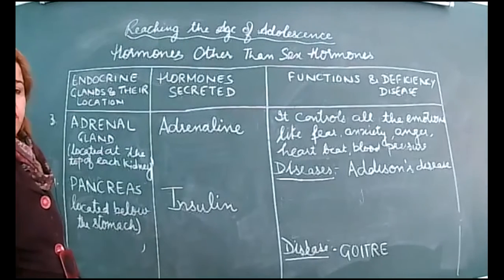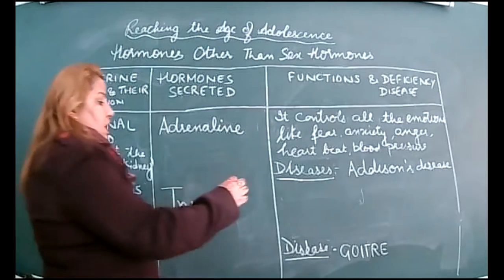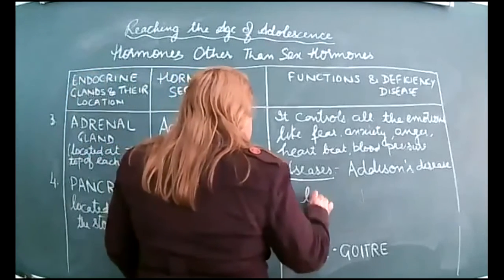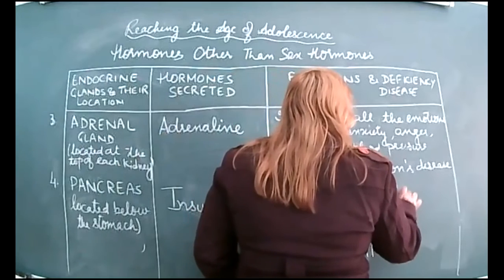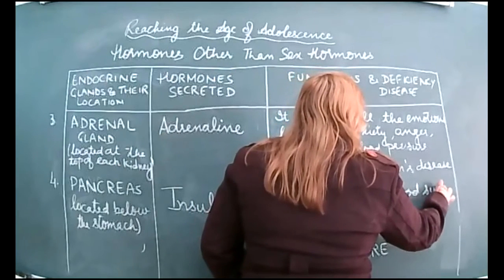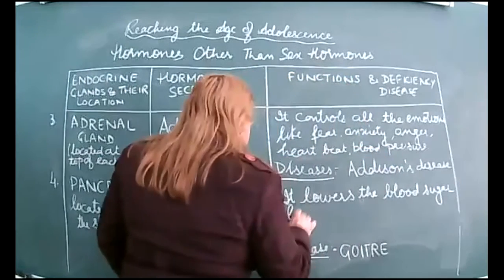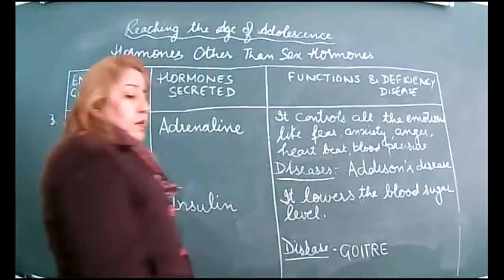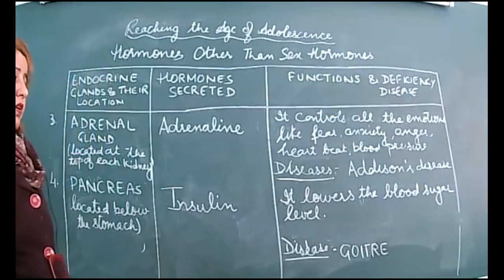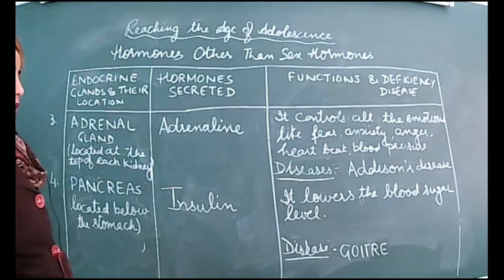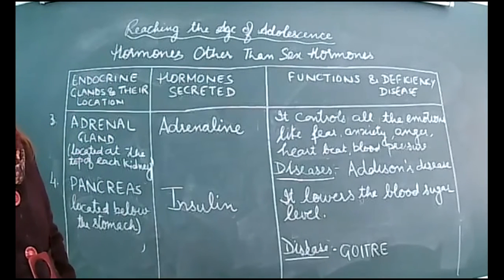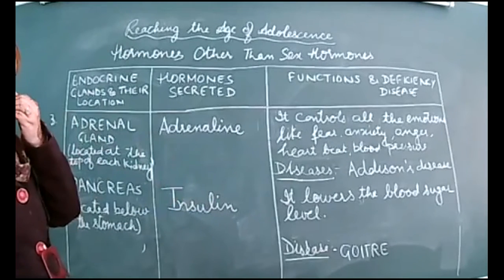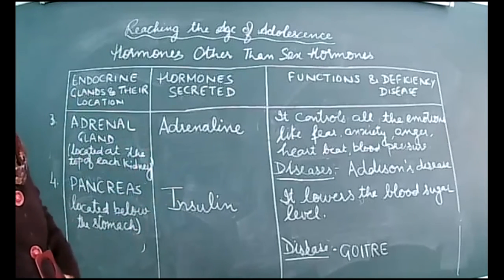And what is the function of this? It lowers the blood sugar level. Right? Right, beta? The sugar level in our body is controlled by the hormone that is insulin. ठीक है जी? It helps us to control or lower the blood sugar level.